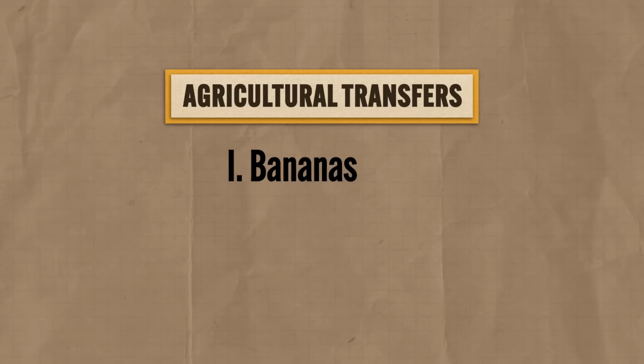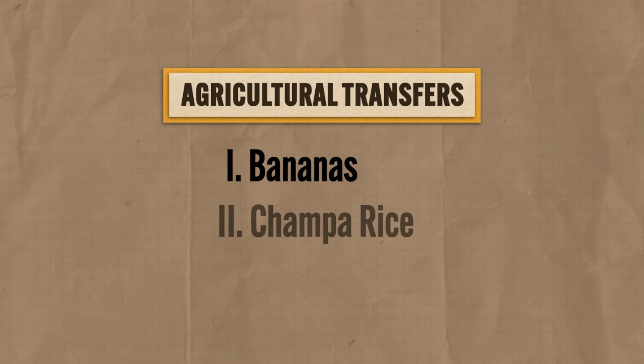Like their main source of sustenance was the yam, which I admit is a word that gives me great pleasure to say. But they were able to move places where the yam couldn't grow because they could count on stuffing their bellies with bananas. Anyway, another important agricultural transfer was champa rice in East Asia.